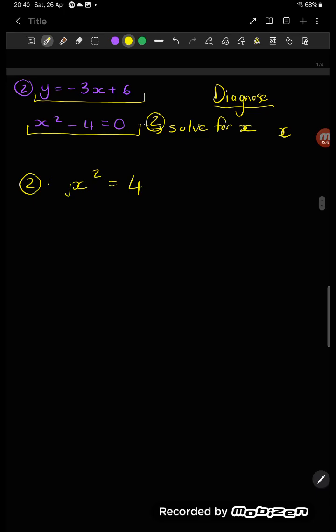And remember, from grade 10 onwards, if I square root both sides, this becomes plus or minus. Why? Because minus 2 times minus 2 gives me 4, and a plus 2 times a plus 2 equals 4. So there's 2 possible answers here. So we're going to have x is equal to, remember, square root is the opposite function of a square. So it's just x. X is equal to, and I'm going to say plus or minus 2.